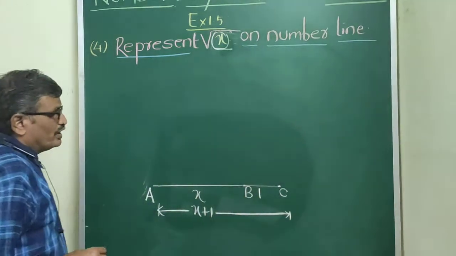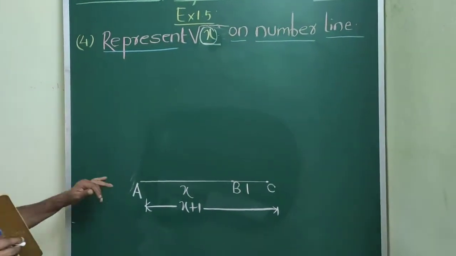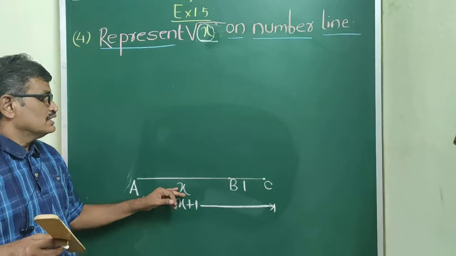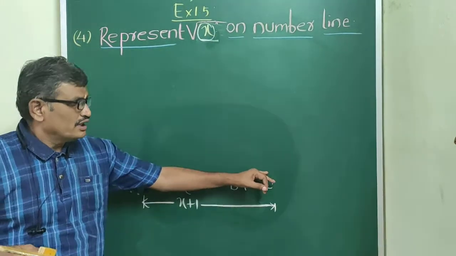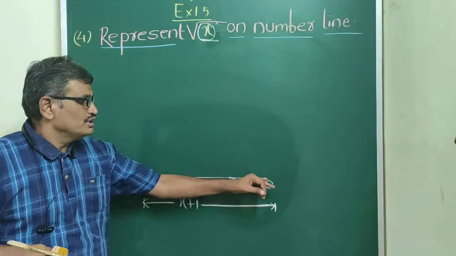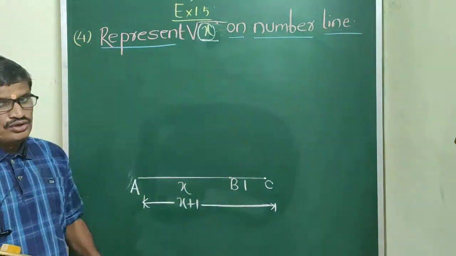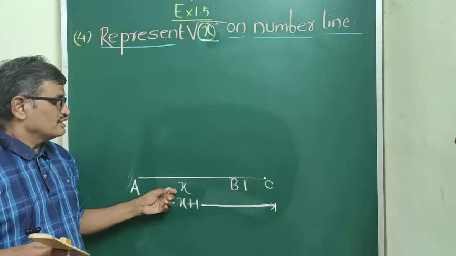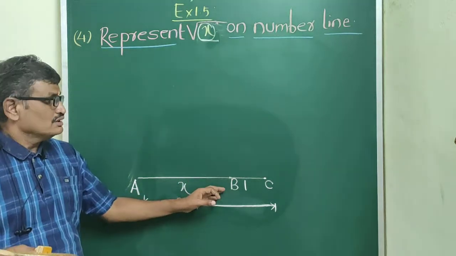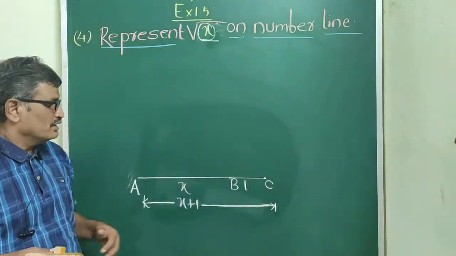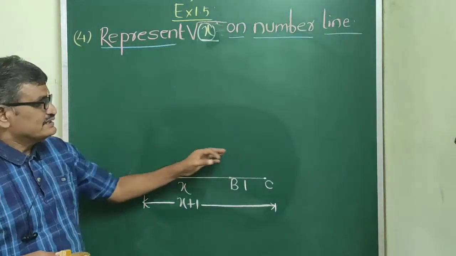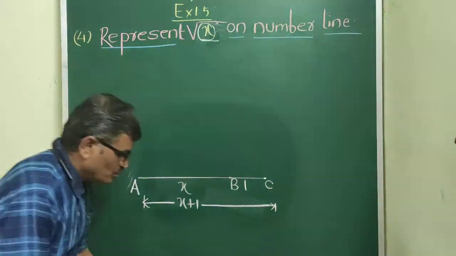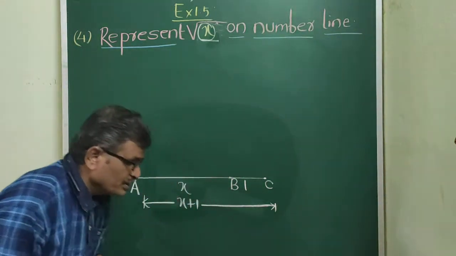So I repeat the step. Take AB equal to x. Then extend B up to C by 1 unit. In your notebooks, the best advice that I can give you is take AB equal to x centimeters and BC equal to 1 centimeter. Then after that, bisect AC. How to bisect AC? I have told you already.